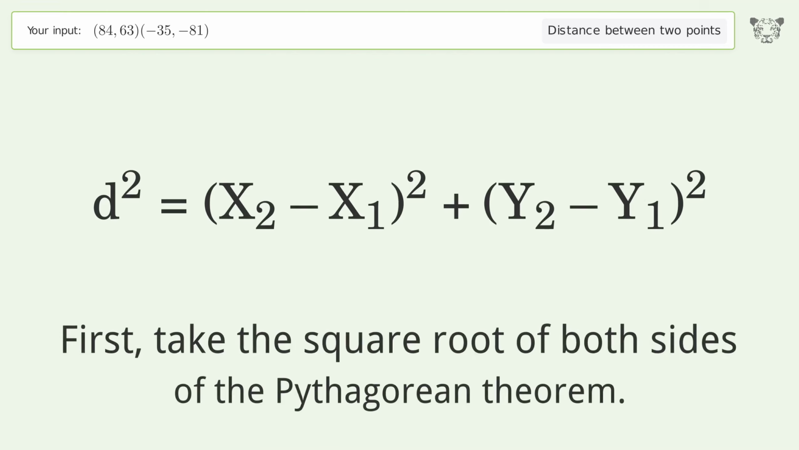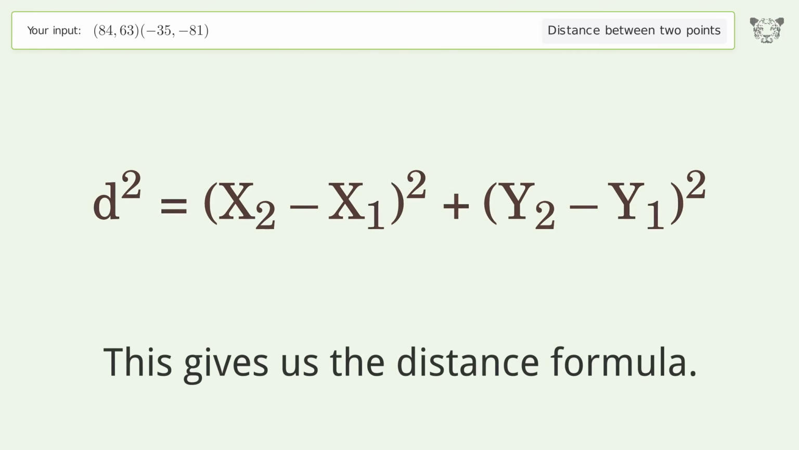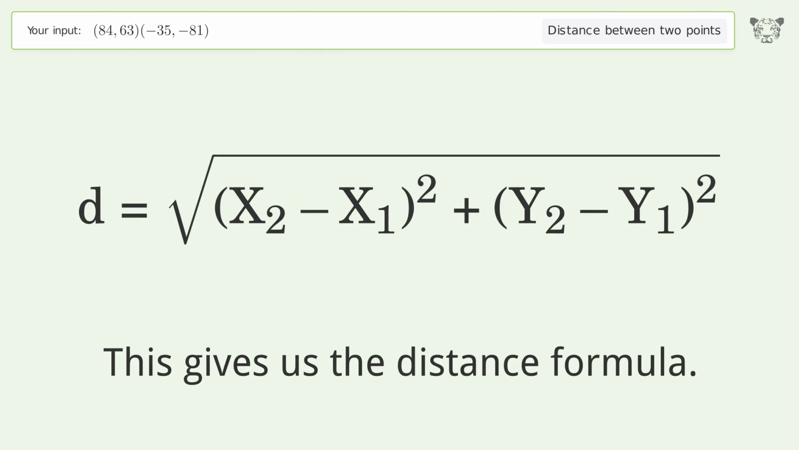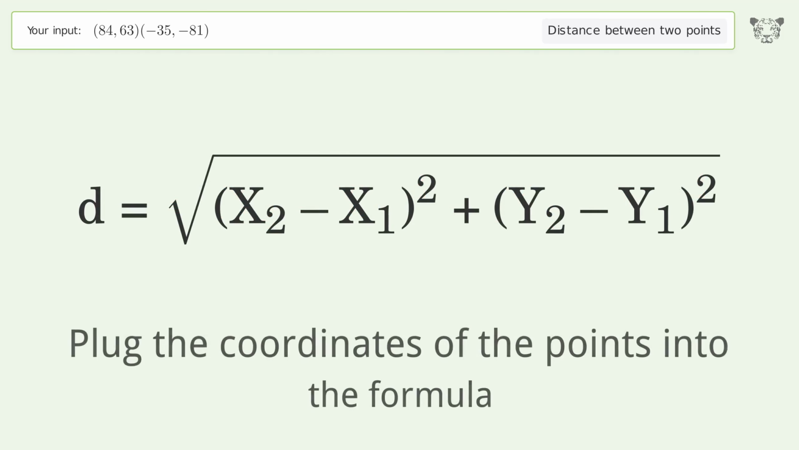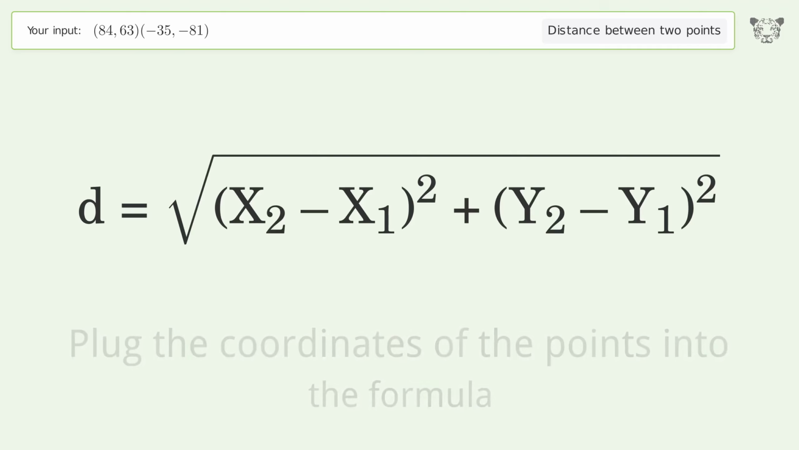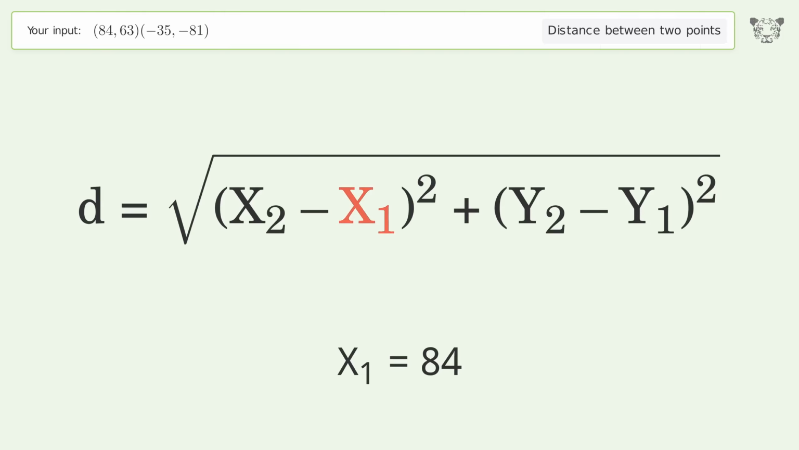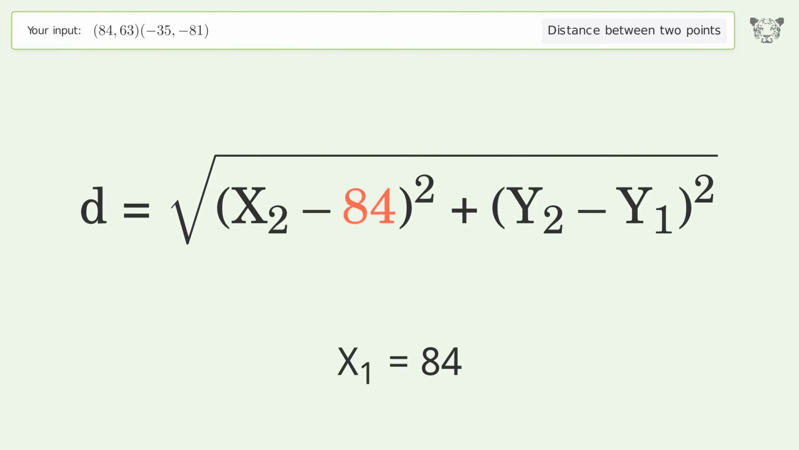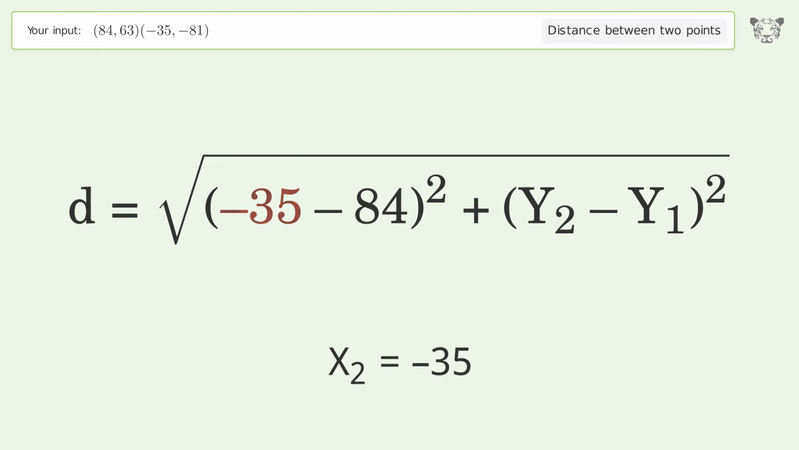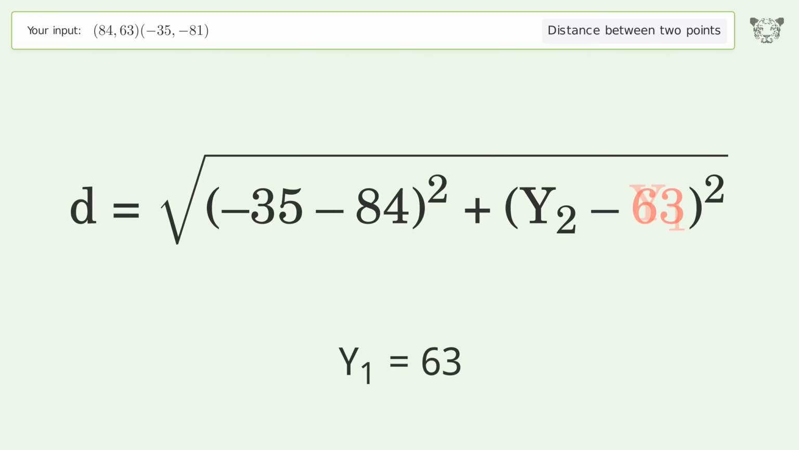First, take the square root of both sides of the Pythagorean theorem. This gives us the distance formula. Plug the coordinates of the points into the formula. x1 equals 84. x2 equals negative 35. y1 equals 63. y2 equals negative 81.